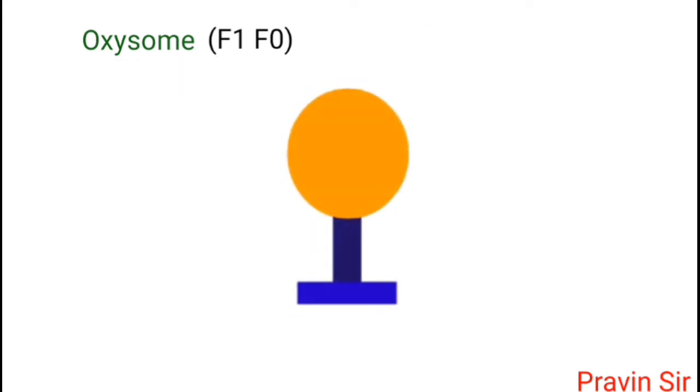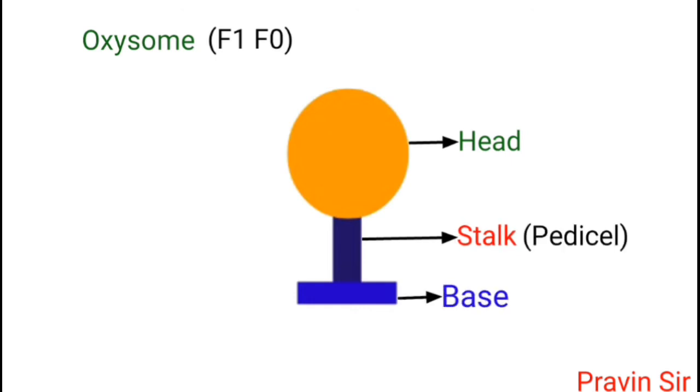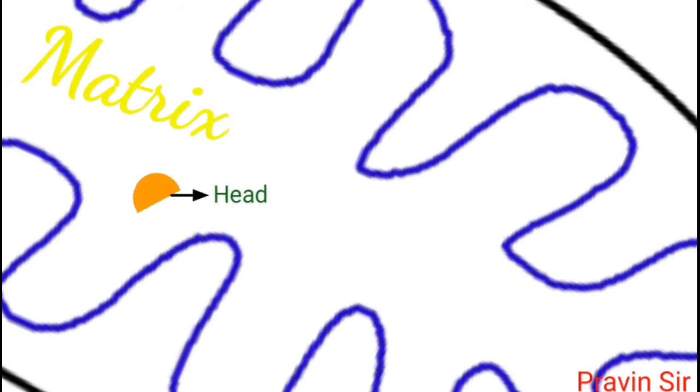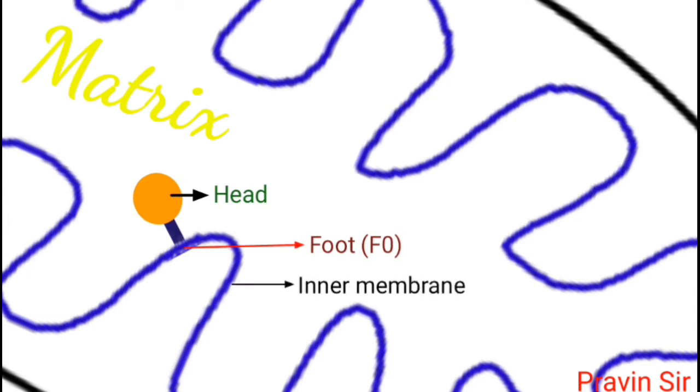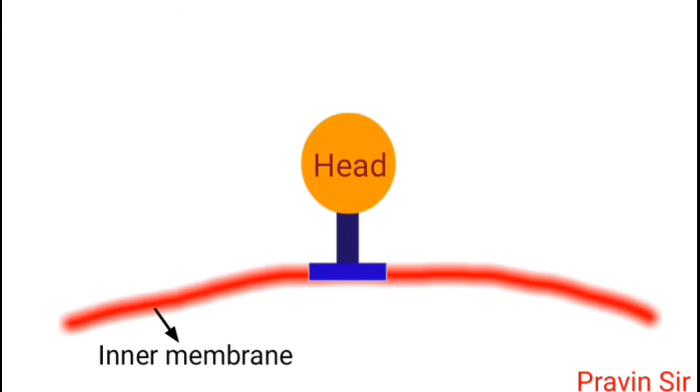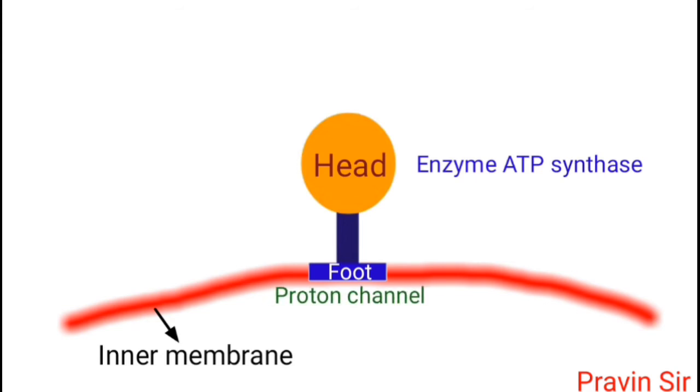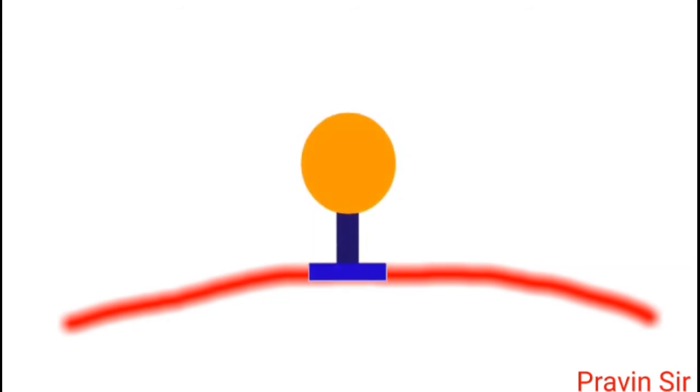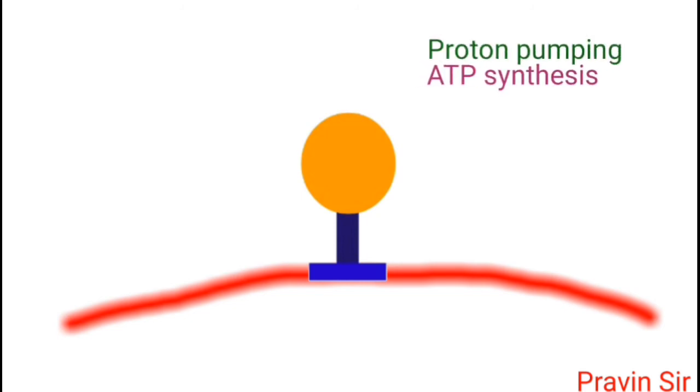Each particle consists of a head, a stalk, that is the pedicel, and a base. The head, F1, a lollipop head, faces towards the matrix, and the foot, F0, is embedded in the inner membrane. The head acts as the enzyme ATP synthase and the foot base as a proton channel. Oxysomes are involved in proton pumping and ATP synthesis.